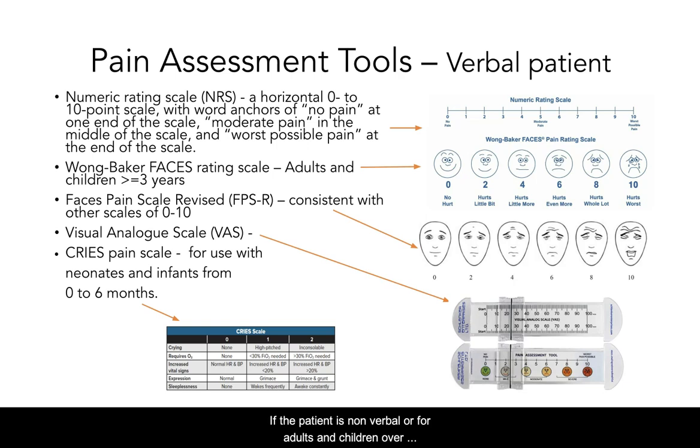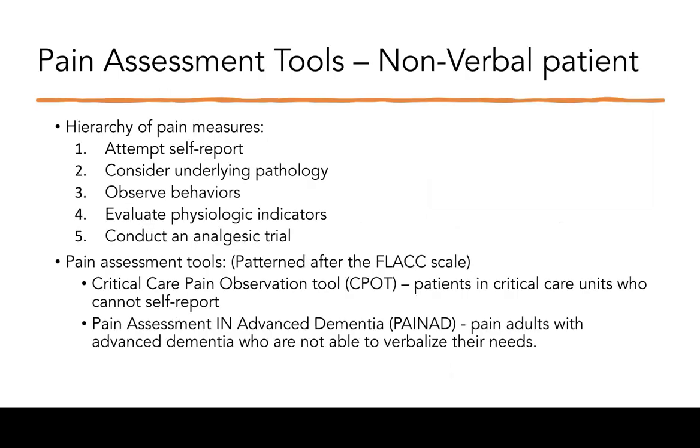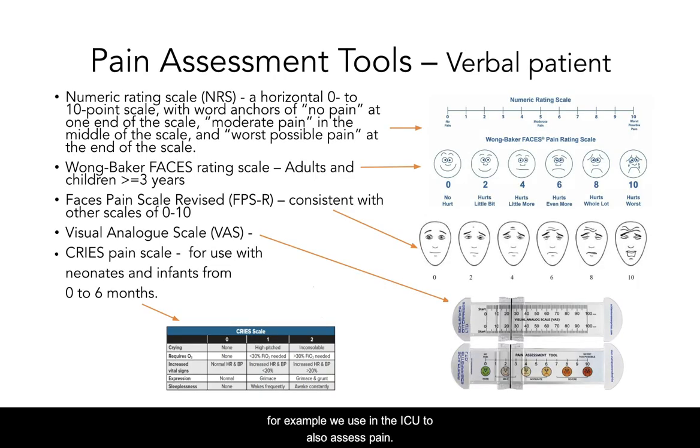Then if the patient is nonverbal, or for adults and children over 3 years, but they're not able to express the pain on a 0 to 10 scale, you could use the Wong-Baker FACES scale. The FACES pain scale, revised, consistent with other scales, has 0 to 10. Then you have the visual analog scale, the CRIES pain scale for use with neonates and infants from 0 to 6. We also have different tools that, for example, we use in the ICU to also assess pain.